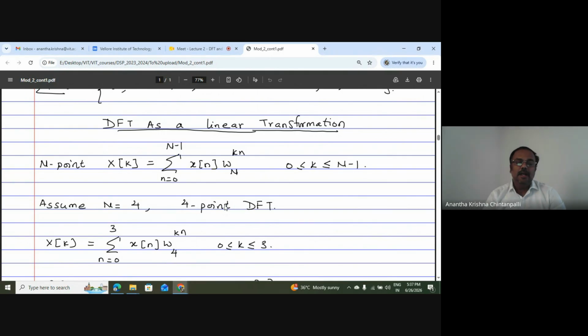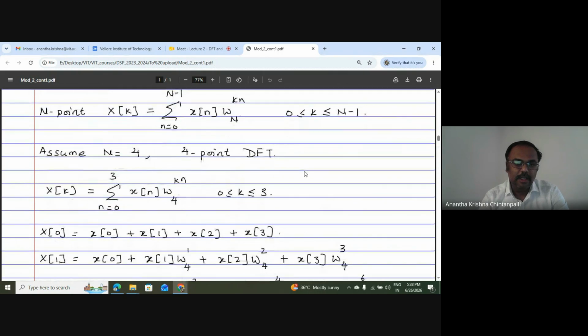There is a concept of the discrete Fourier transform as a linear transformation. It's a linear operator, so we can apply a linear transformation. The N-point DFT is given by this expression. Now assume that N is equal to 4, so I want a 4-point DFT. So X of k is the summation of n from 0 to 3 of x of n W 4 to the power kn. Now you expand the k value as well as the summation with respect to n. For k equal to 0, the exponent is always 1, so this is x of 0 plus x of 1, x of 2, and x of 3.